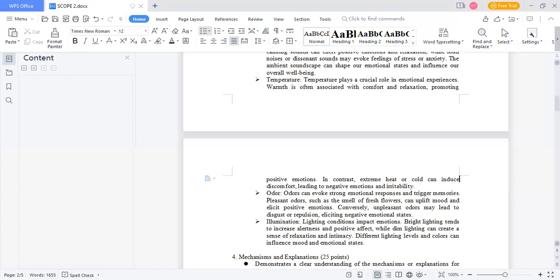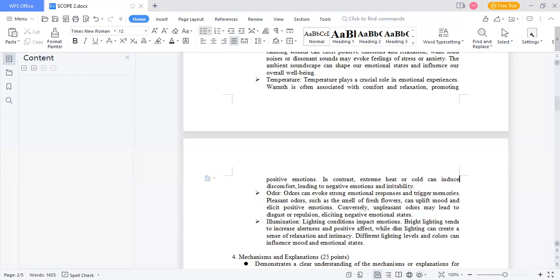All right. Looking at odors, they can evoke strong emotional responses and trigger memories. Pleasant odors, such as the smell of fresh flowers, can uplift mood and elicit positive emotions. I believe that's why you find flowers on Valentine's Day, and all those are emotion-related aspects. Let's say love, and also funerals. People might bring flowers. Probably, I believe maybe that's the idea, just trying to bring some uplifting of the mood and positive emotions into the atmosphere.